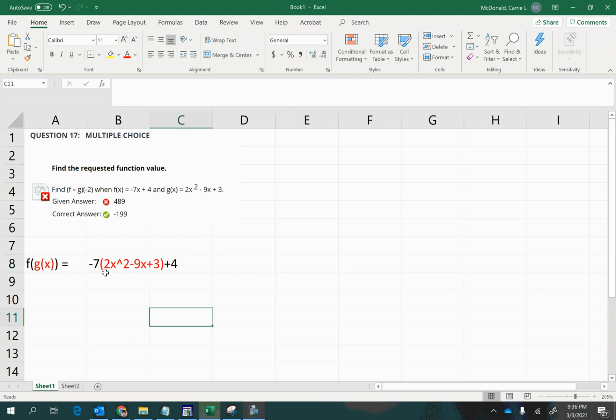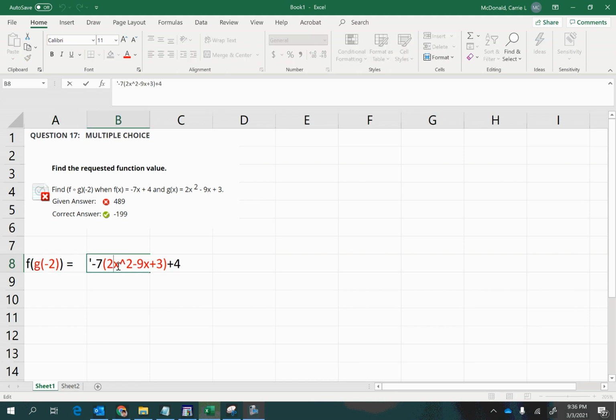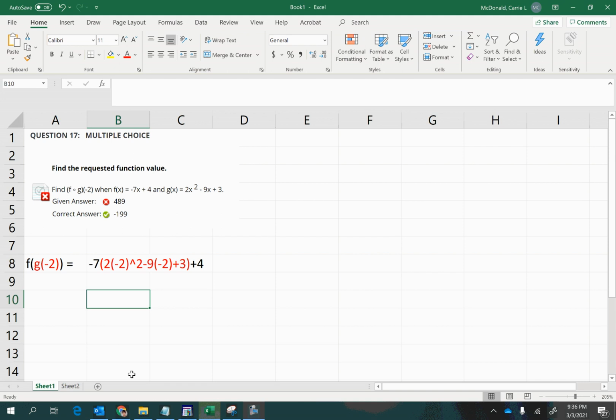All right, now that's actually what you would be doing if you were just trying to find a new function, and then you would simplify this and you would end up with a whole new function which represents f composed with g. But here they've given you a value of x that you can use, so the negative 2 can replace all the x's. And then it's just a mathematical calculation.